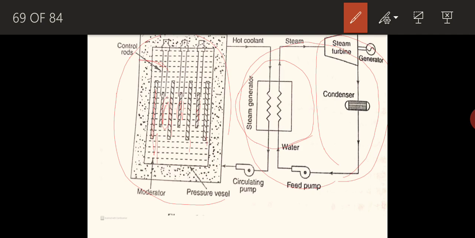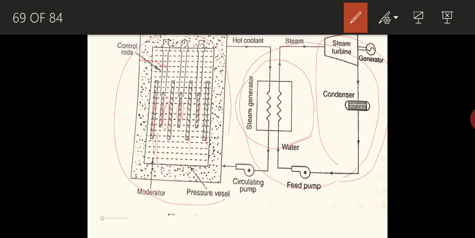The function of the moderator is to control the fission reaction. And the fuel rod, of course, is whatever nuclear fuel is used. In most cases we will be using uranium as the fuel, so uranium rods will be there as the fuel rod, and above that fuel rod you can see the control rods. Control rods are to control the chain reaction.